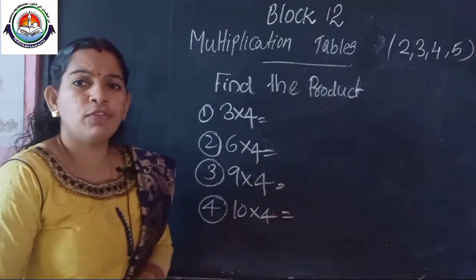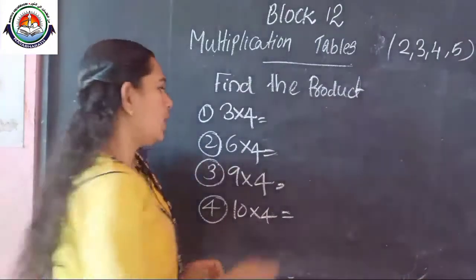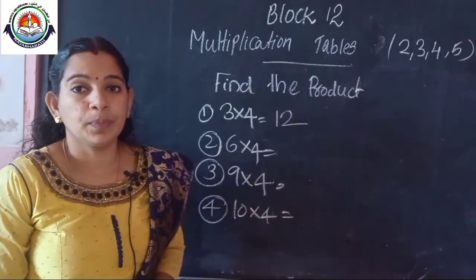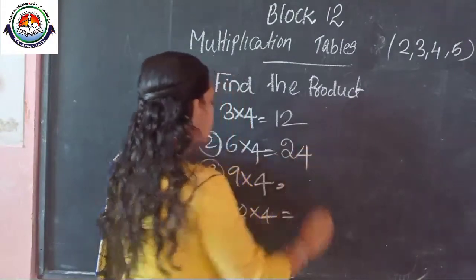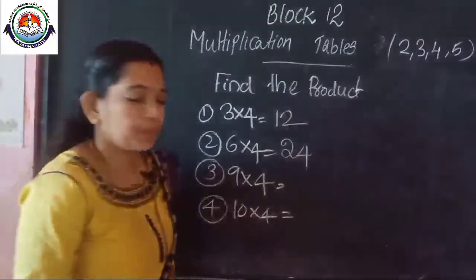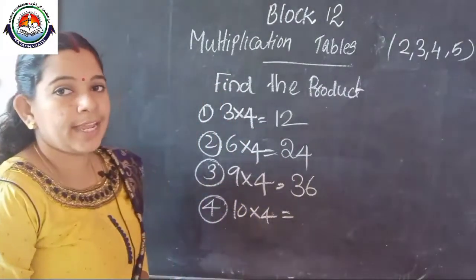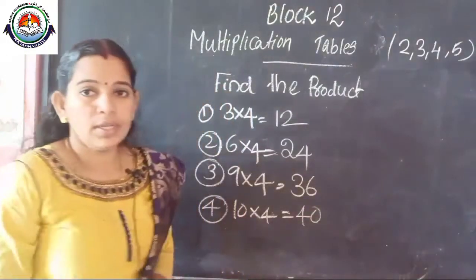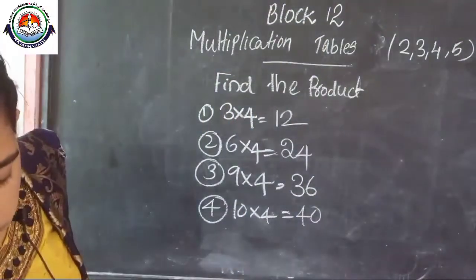What is the value of 3 into 4? Yeah, very good, 12. What is the value of 6 into 4? 24. Then 9 into 4? 36. Then 10 into 4? 40. Now it's okay? The next question.